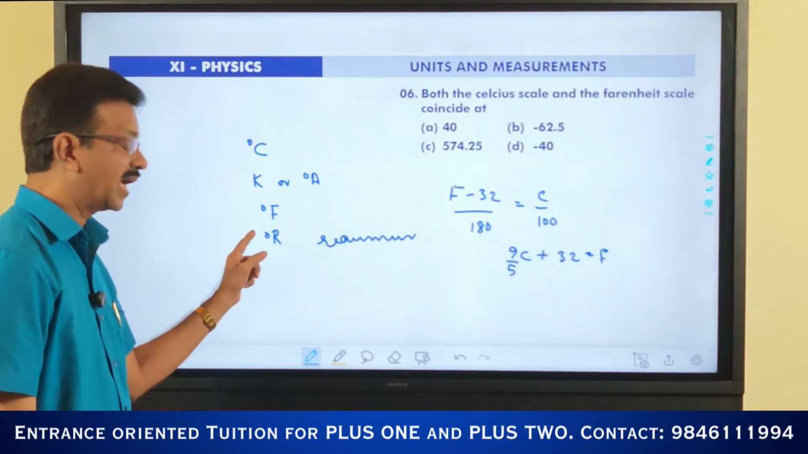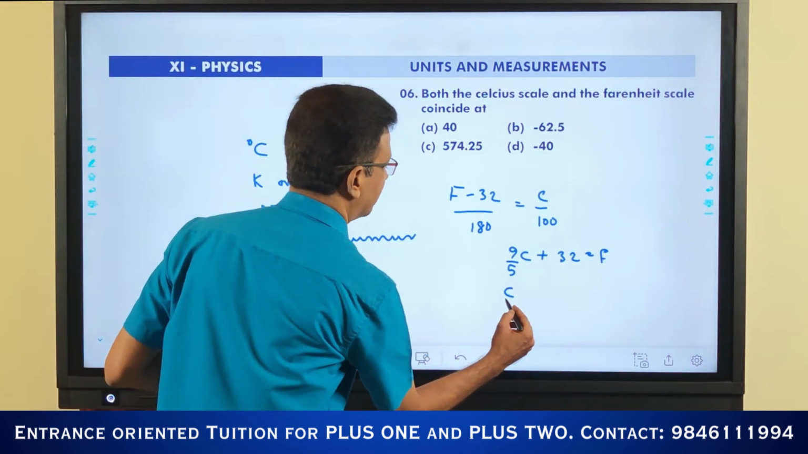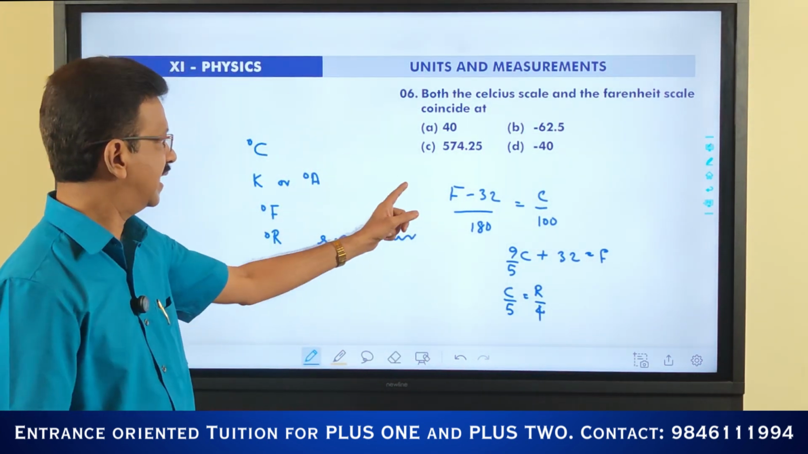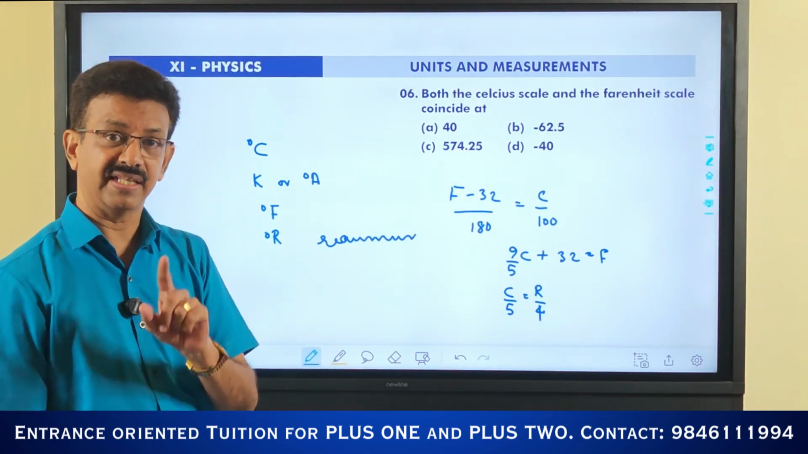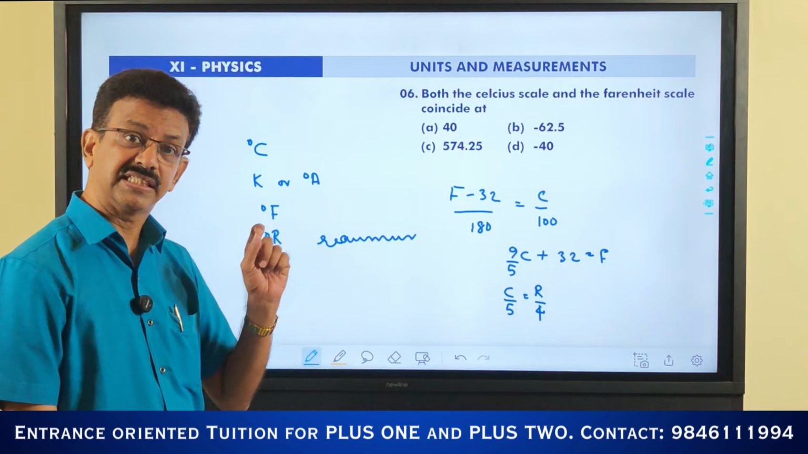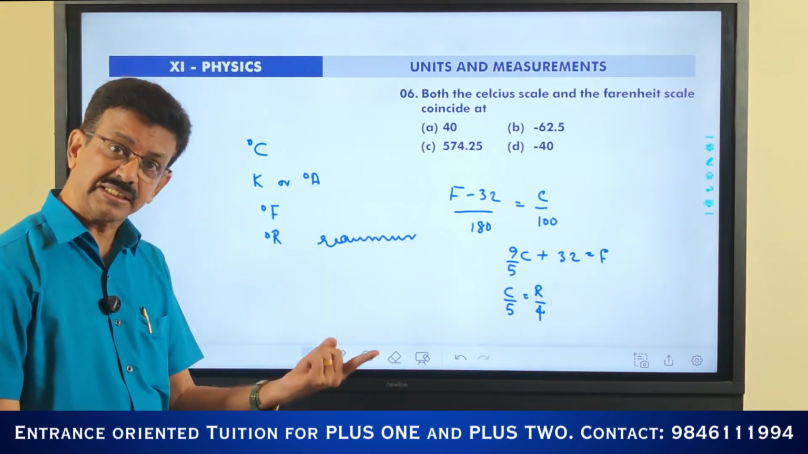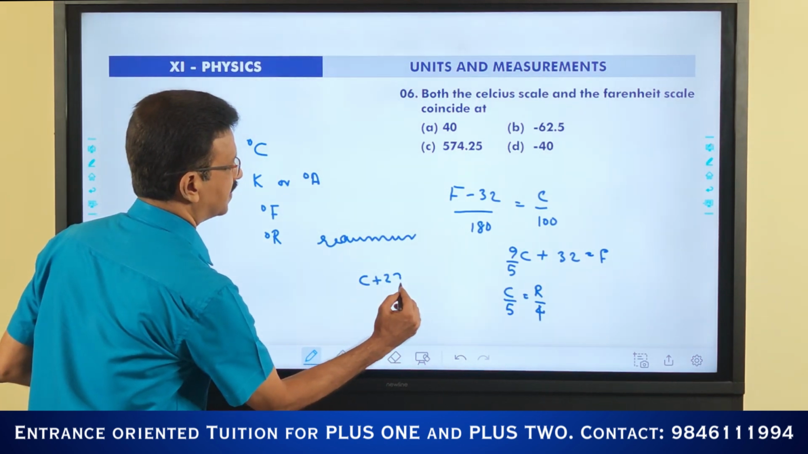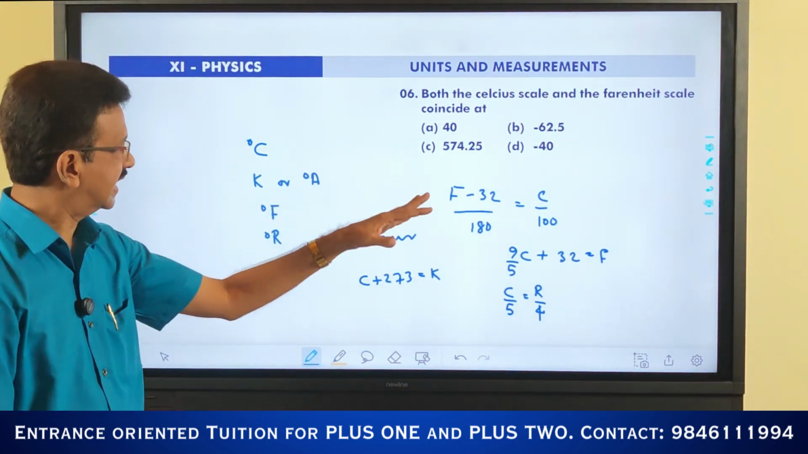Now, about Reaumur scale, ice point is 0 and steam point is 80, and the relationship is C by 5 is equal to R by 4. These are the relationships. (F minus 32) by 180 equals C by 100 for connecting Fahrenheit scale reading and the Celsius scale reading. Then C by 5 equal to R by 4, connecting Celsius scale and Reaumur scale. Similarly, 273 plus Celsius reading will give the Kelvin. C plus 273 gives the Kelvin value. These are the connecting formulae.